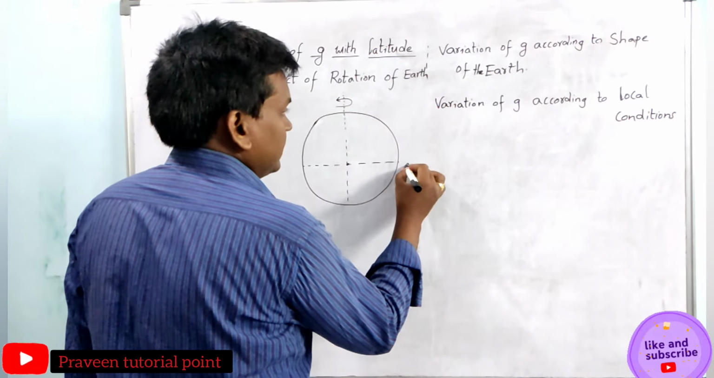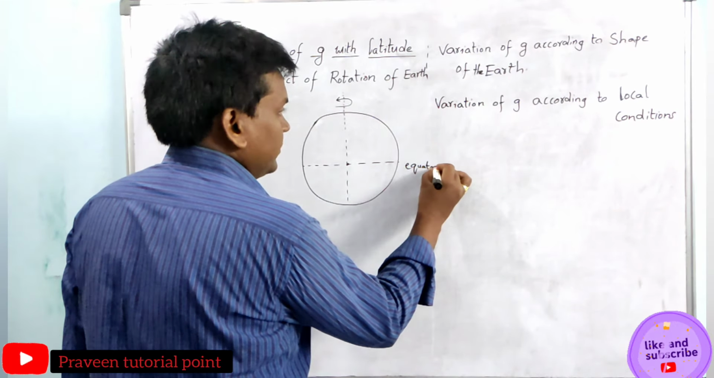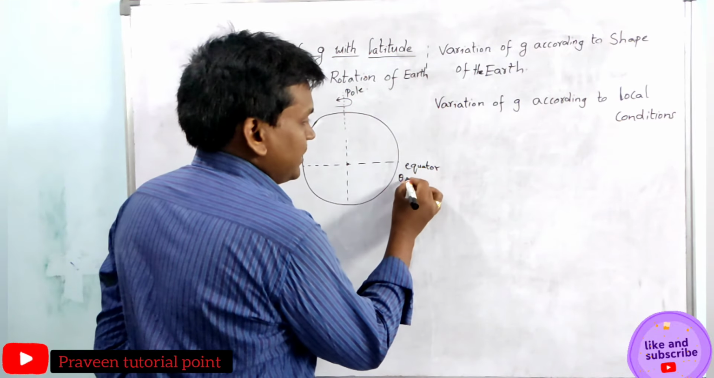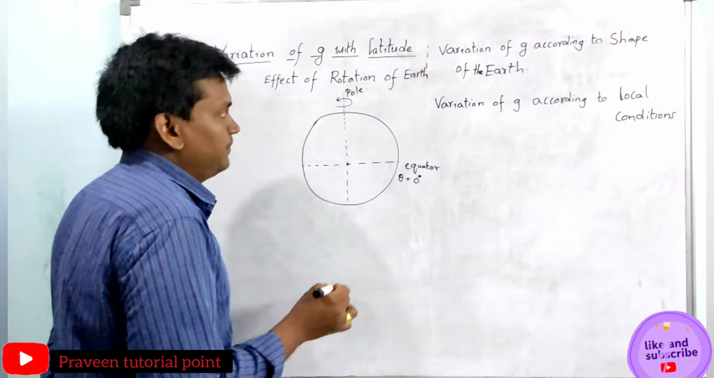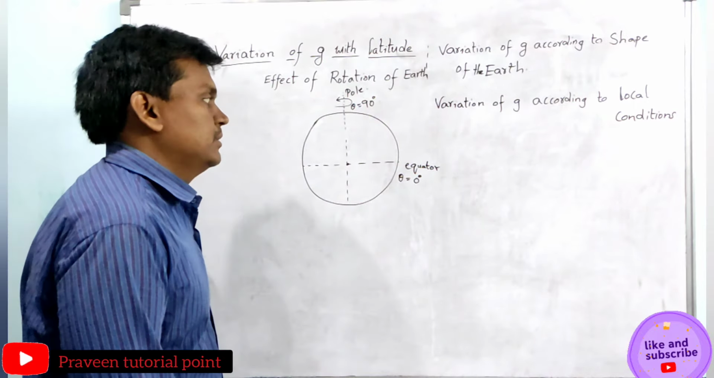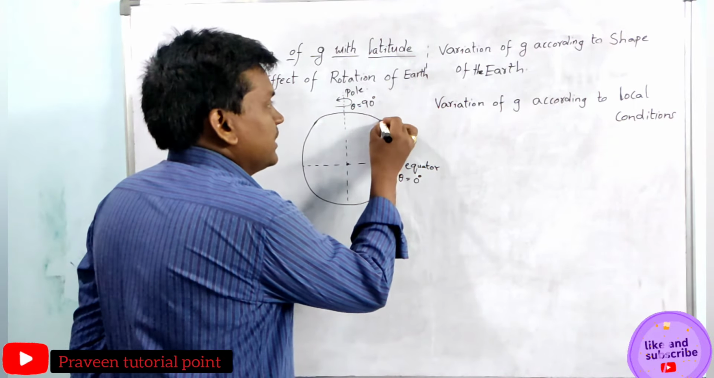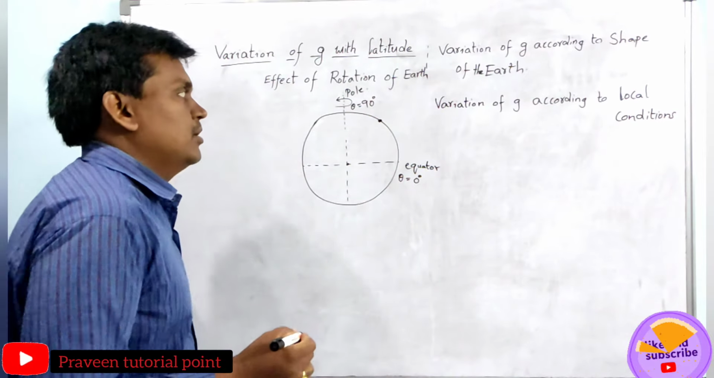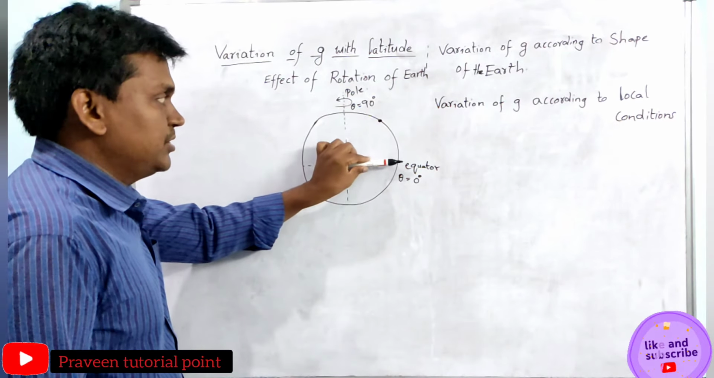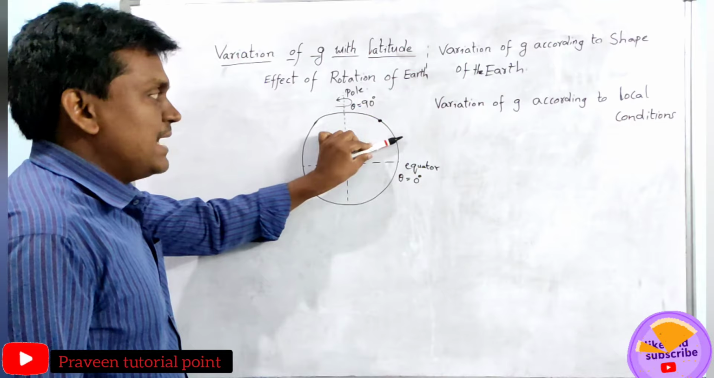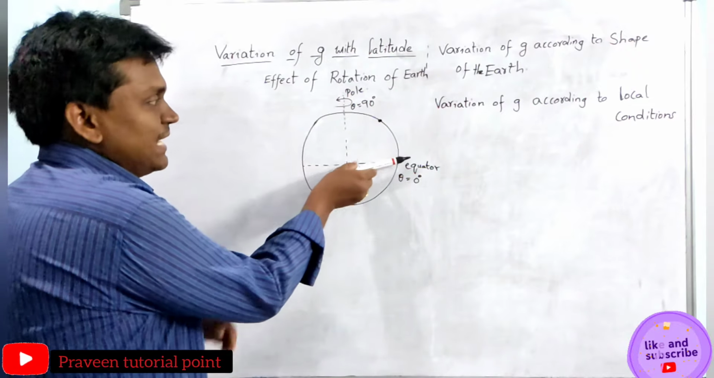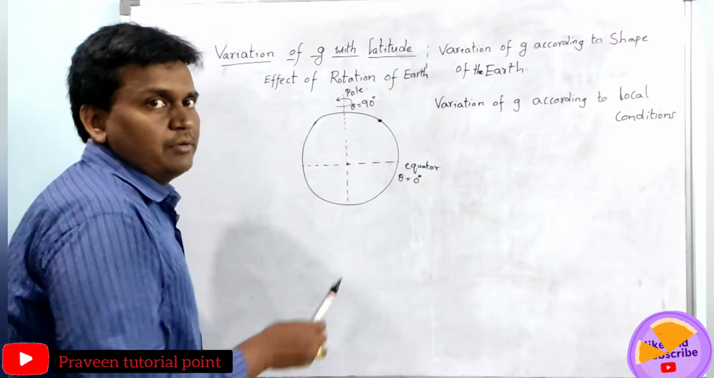And this is the equator, and this is the pole of the earth. Here the latitude is considered as 0 degrees, and at the poles the latitude angle is considered as 90 degrees. So here I am considering a mass on the surface of the earth. Latitude 0 degrees in the sense, here it is 0. If we consider an angle here, it will be more than 0 and less than 90. So the angle changes according to the position of the mass.